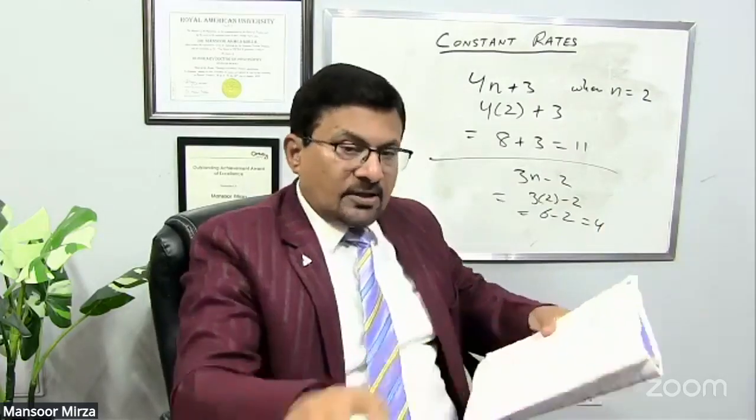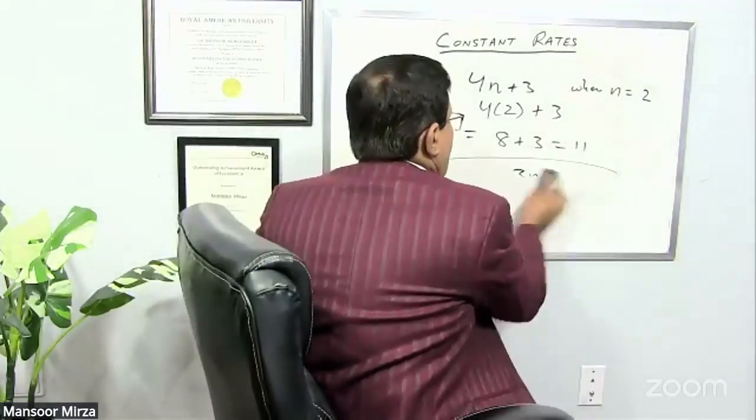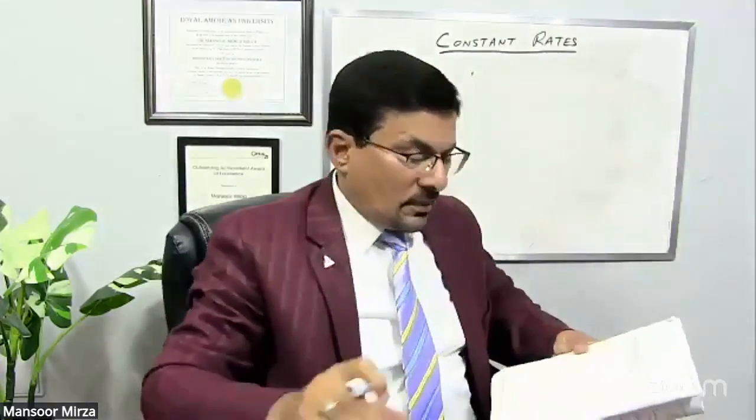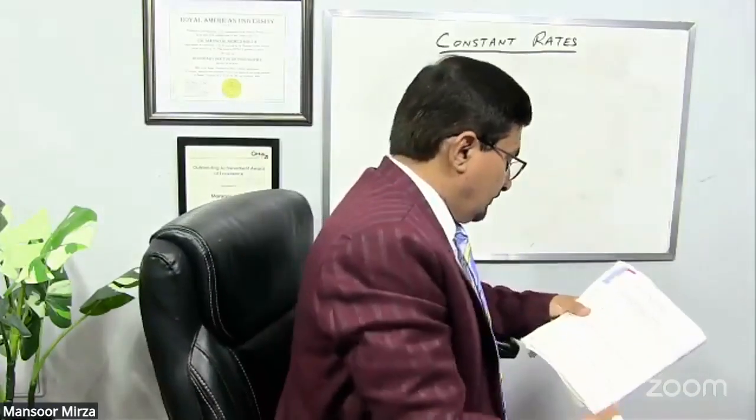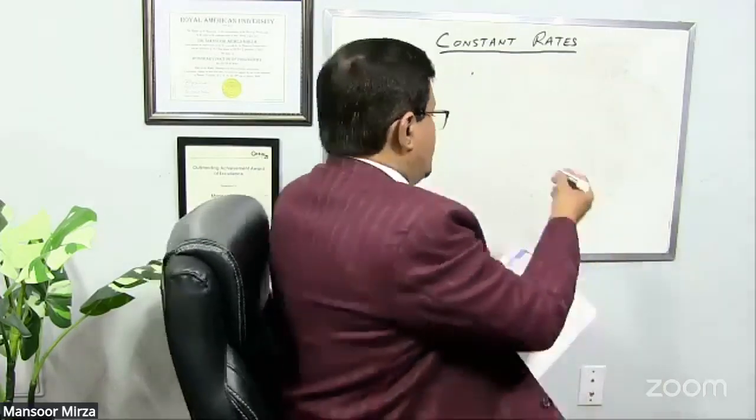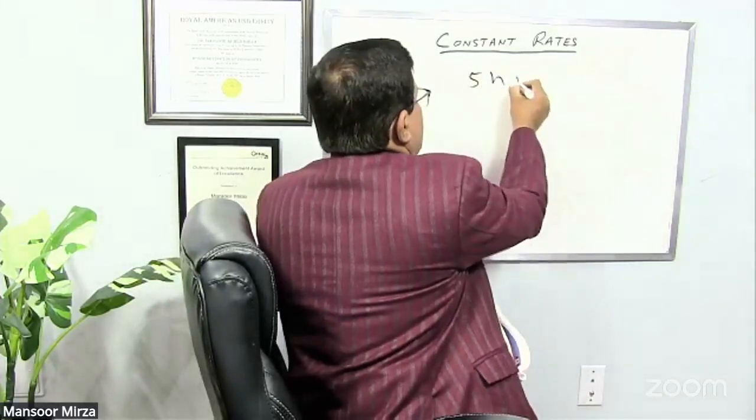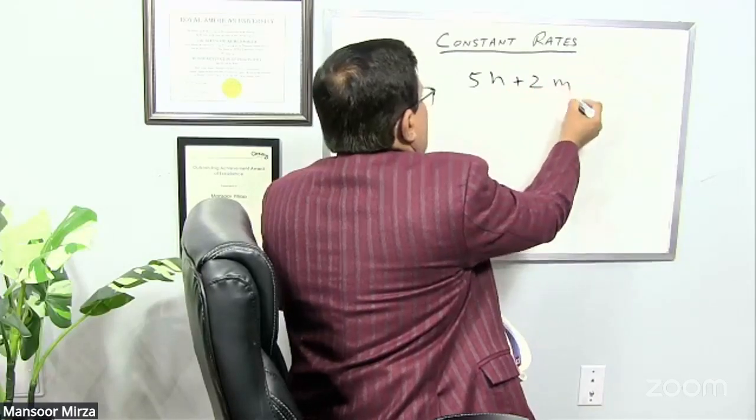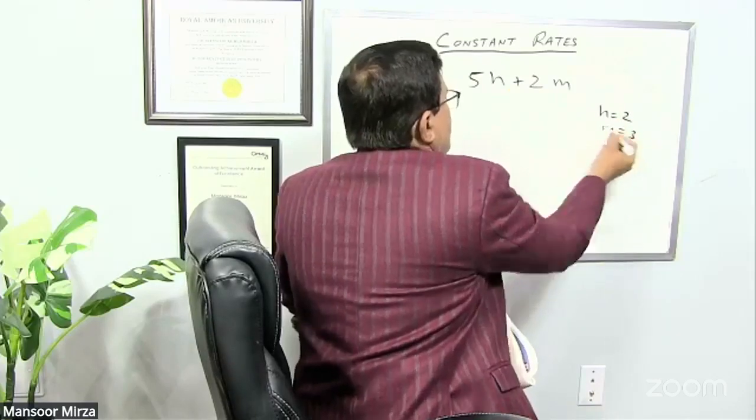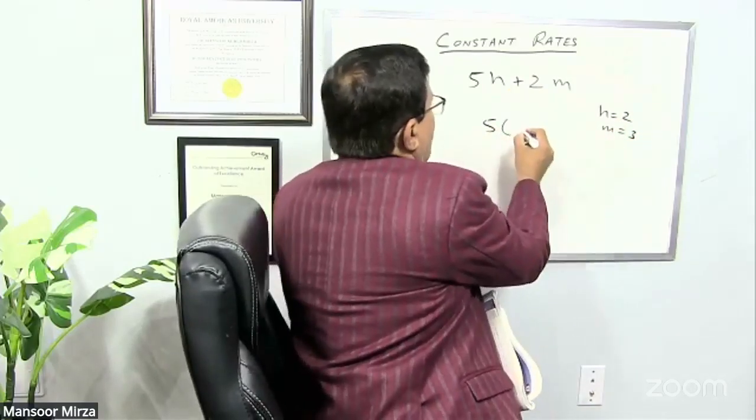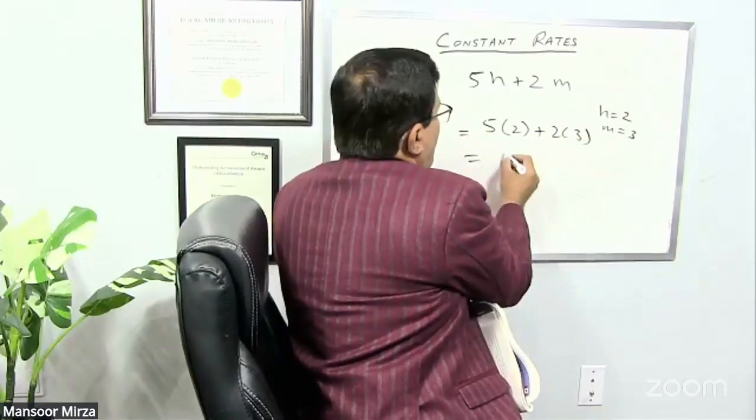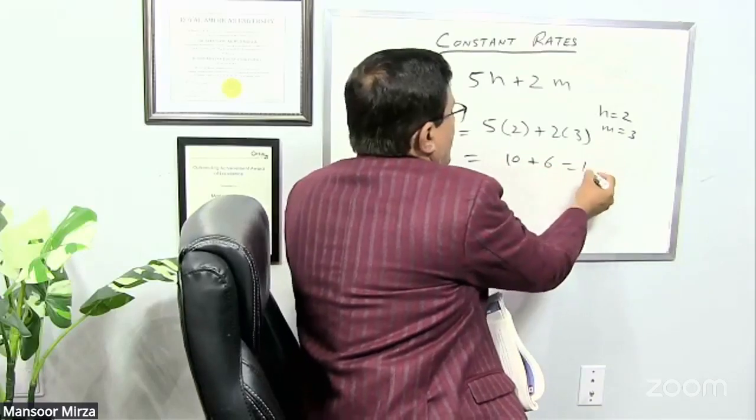Let's do some more practice. Now let's say we have another expression: 5h plus 2m. If we are given the value of h as 2 and the value of m as 3, we are going to replace h with 2 and m with 3. Once we solve, we will get 10 plus 6, and the answer is 16.